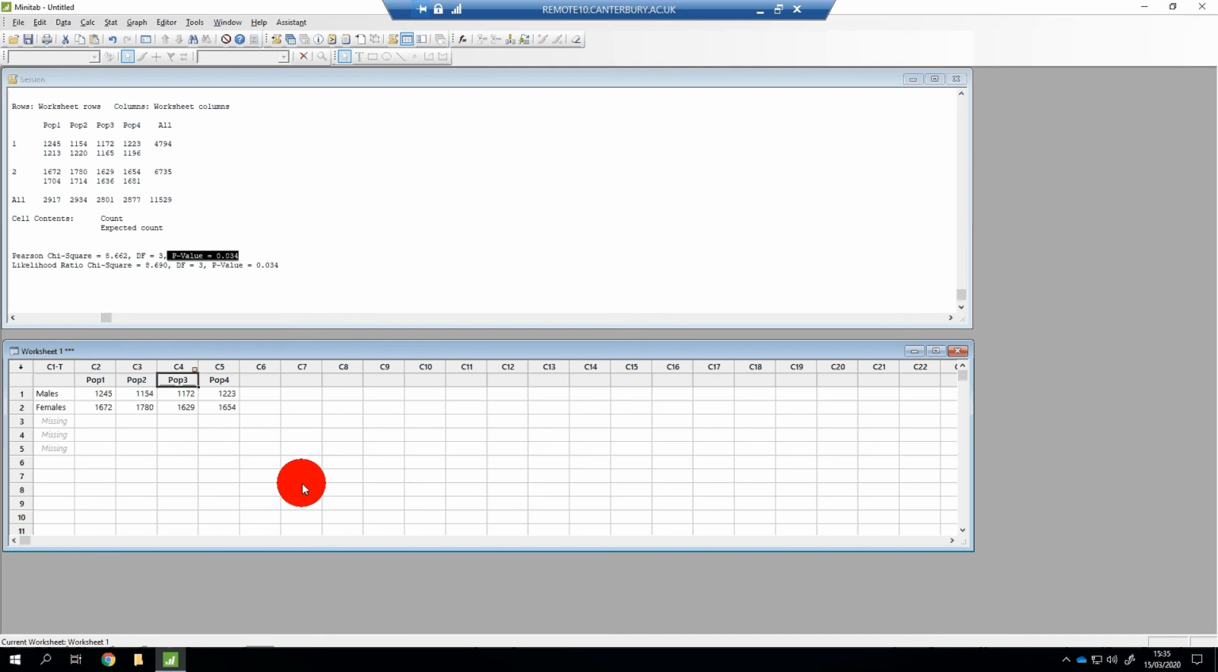So hopefully that gives you an idea of the chi-square tests. In the next and last tutorial video, we'll talk about correlation and regression analysis in Minitab.